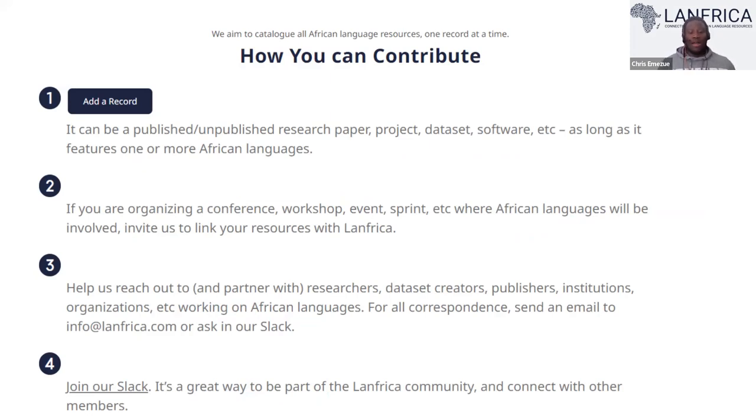You could help us partner. We strongly rely on partnerships because that's very useful for both the dataset creators or the repositories and also for Lanfrica. We also have a Slack community where we can connect with other members and be part of some of the other initiatives that we are doing at Lanfrica to improve the state of African language technologies in the world.